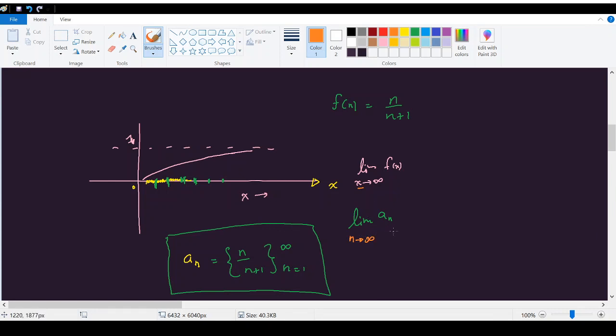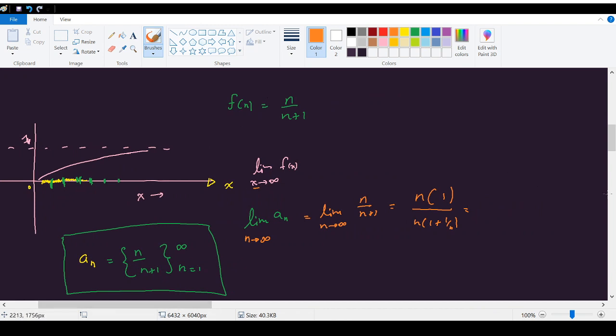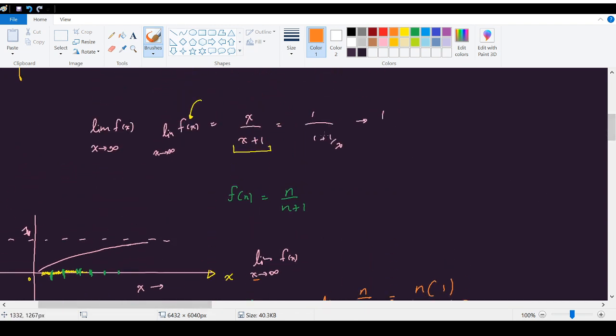What will happen to the sequence when n goes to infinity? That means what will happen to this term when n goes to infinity? And you just have to do the same calculation as before. So here we can take n out from both sides, and you just have to do the same calculation as you did for the normal function here, right?